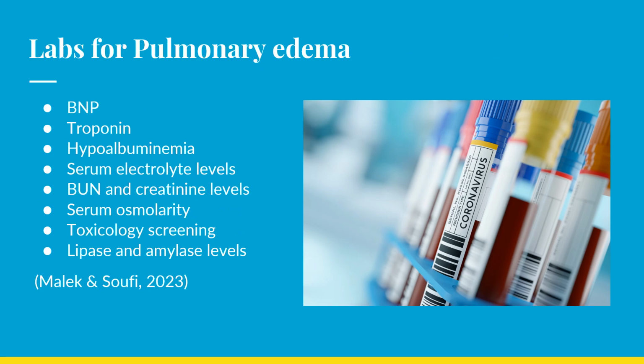Labs for pulmonary edema. We should have the following workup, including a BNP. An elevated BNP level is seen in heart failure patients with elevated left ventricular end diastolic pressure as well as pulmonary occlusion pressure. BNP levels greater than 500 pg/ml suggest a high likelihood of heart failure. An elevated troponin is typically seen in patients with damage to myocytes, which can be seen in severe sepsis. Hypoalbuminemia can be found in patients presenting with acute decompensated heart failure.